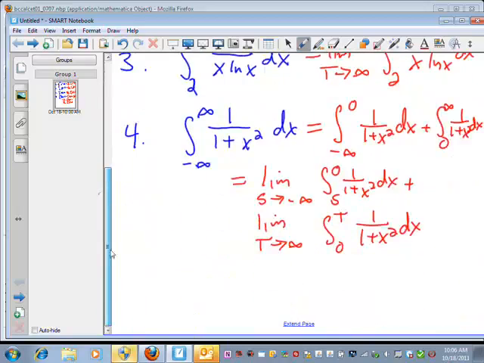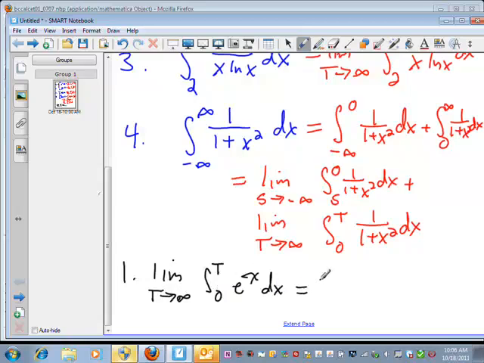We'll do the first one. We'll put it in black. So 1, the limit as t tends to infinity of the integral from 0 to t of e to the minus x dx is equal to, by the fundamental theorem of calculus, the limit as t tends to infinity of the antiderivative of e to the minus x, which is minus e to the minus x, evaluated from 0 to t. Notice what we're saying. We want to know the area under the curve of e to the minus x on the whole positive real line.